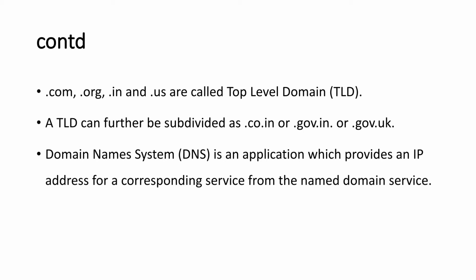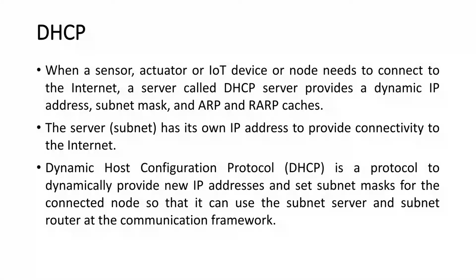It can be further subdivided into .co.in or .gov.in or .go.uk. For example, india.gov.in, and for the United Kingdom, .uk. So here this is the top level domain. The domain name system is an application which provides an IP address for a corresponding service from the named domain service. Next we are going to see about DHCP.